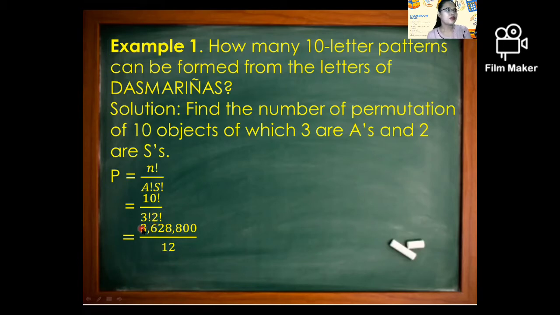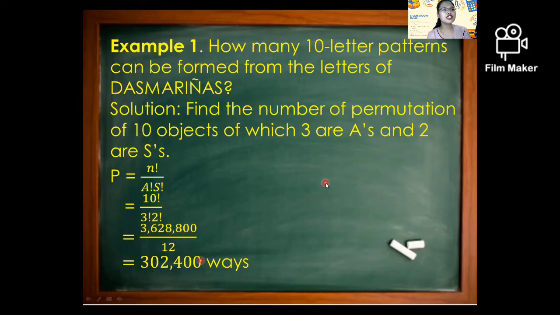Then 3,628,800 divided by 12 is 302,400 ways. Okay po. Ito po ay way na dire-diretso yung pagsasolve. Kinuha yung factorial ng 10, kinuha ang factorial ng 3, at factorial ng 2, minultiply. Then, after mo-multiply, simplify lang, i-divide lang silang dalawa. Then, the answer is 302,400.